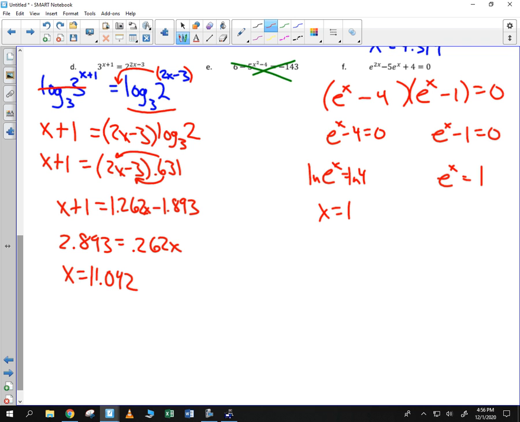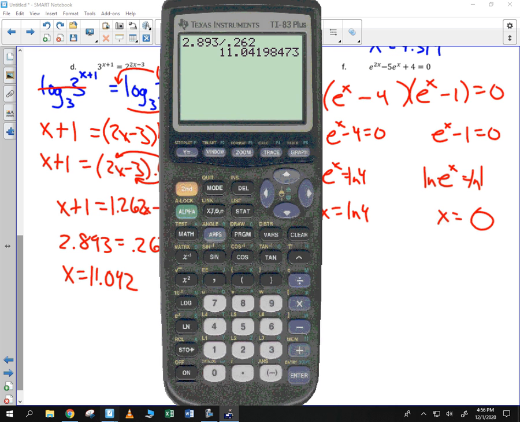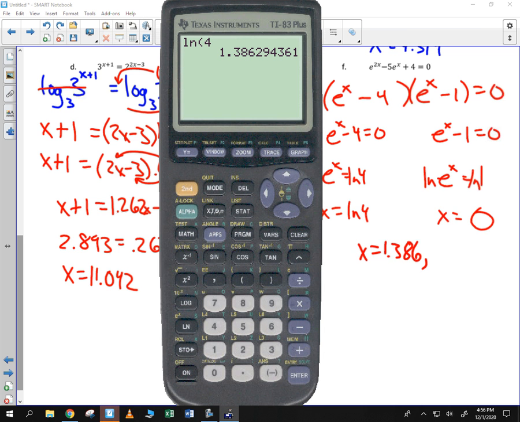So x is the natural log of 4, and x is the natural log of 1, which you all know is 0. The natural log of 4, 1.386. So x is 1.386 and 0.